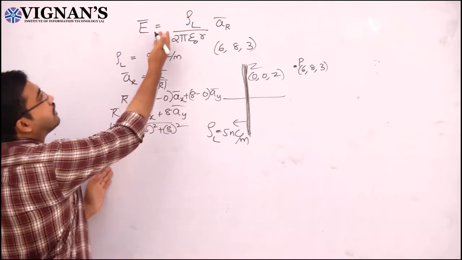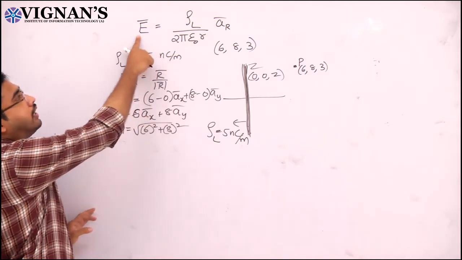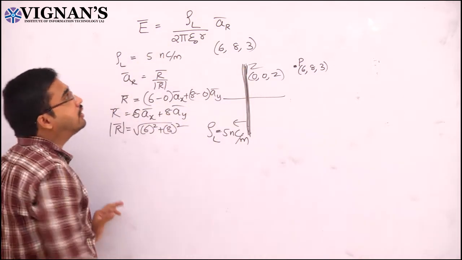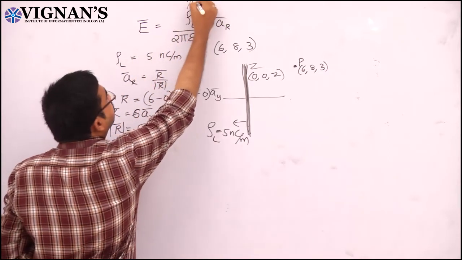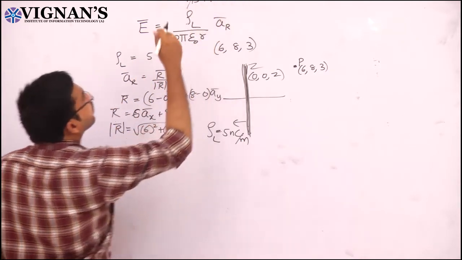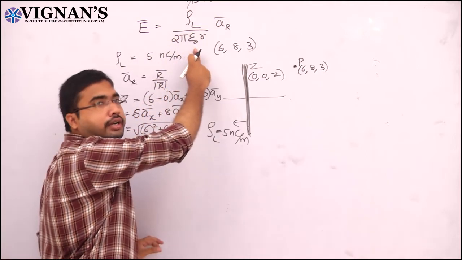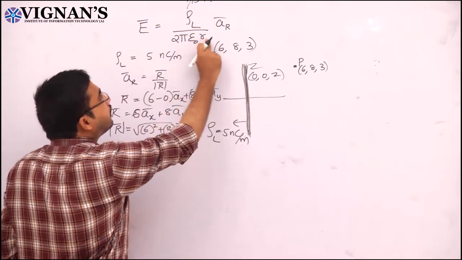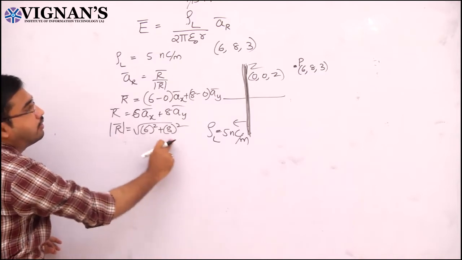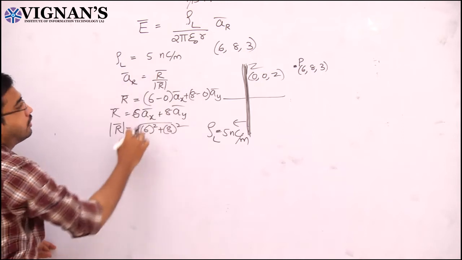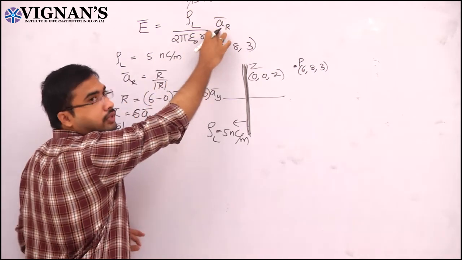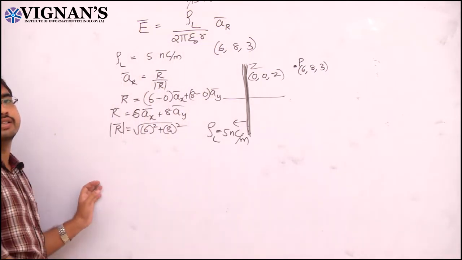Simplify this and substitute here so that you will get the unit vector AR bar. Now directly we can substitute all the values. Electric field intensity due to this infinite line charge: rho L means substitute 5 nanocoulombs, that means 5 into 10 power minus 9. 2 pi epsilon naught is 8.85 into 10 power minus 12. Solve for the distance R, and AR bar you already know. Substitute these values, and then you can find the electric field intensity.